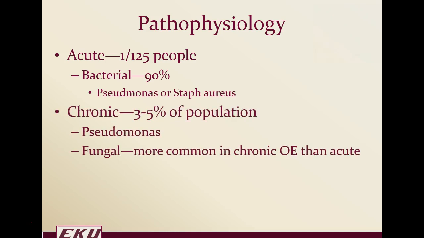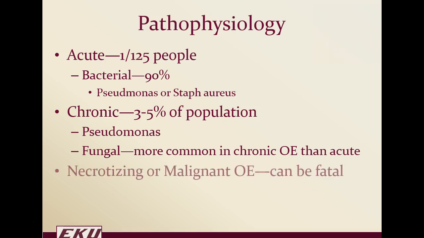There is a chronic type that affects 3 to 5% of the population. Pseudomonas is still the most likely organism, but fungal infections can occur in chronic otitis externa, more so than in acute. Fungal is more common when it's long-term. There is a necrotizing or malignant otitis externa that can be fatal and can erode into the tissue. I've personally not seen that in my career. It happens more in older adults than in children.